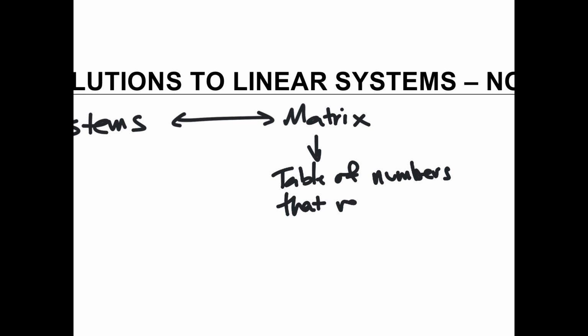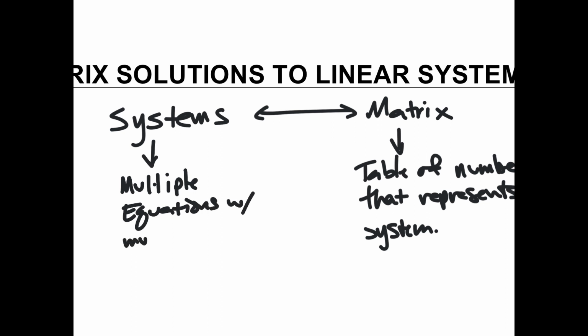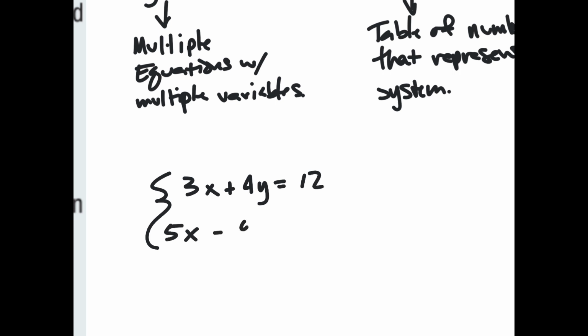that represents a system, okay? And let's just real quick recall that systems are multiple equations with multiple variables, all right? And so what's cool is, let's say that we have a system like 3x plus 4y is equal to 12, and we've got 5x minus 8y is equal to, say, 21.